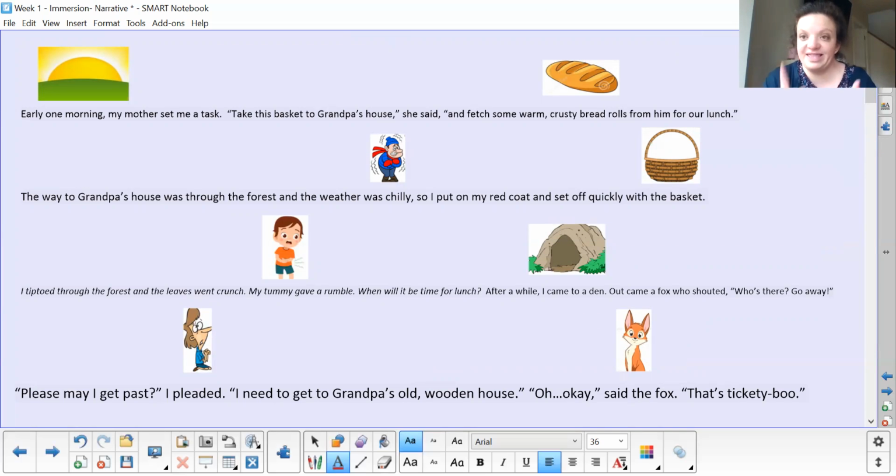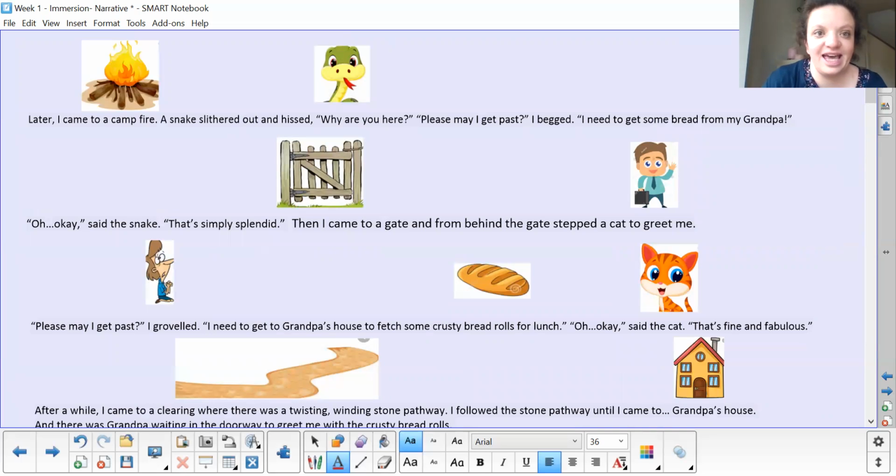And next, we're going to meet the snake, which is the repetitive bit. And we're going to also meet the cat. So you can see it here. Later, I came to a campfire, says the campfire. A snake slithered out and hissed, "Why are you here?" "Please may I get past? I need to get some bread from my grandpa." "Oh, okay, that's simply splendid," said the snake.